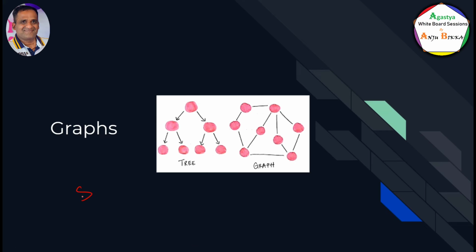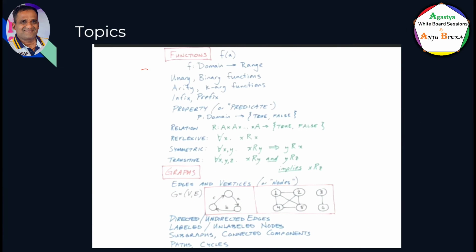So we already discussed sets, functions and relations in Part 1. This is what we went through in the prerequisites Part 1. In Part 2, we are going to elaborate on graphs. We covered sets in Part 1 also. Now we are going to cover graphs.